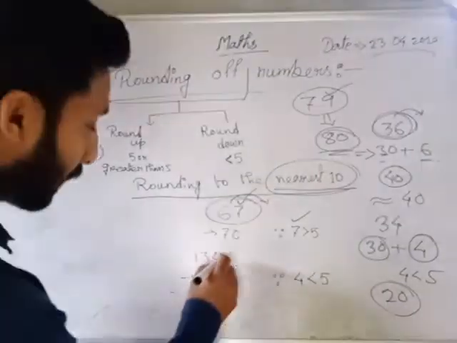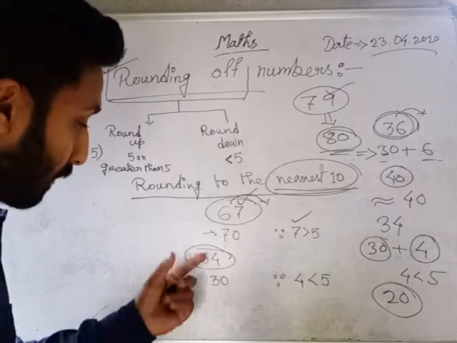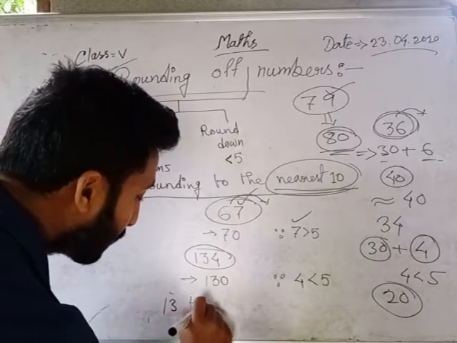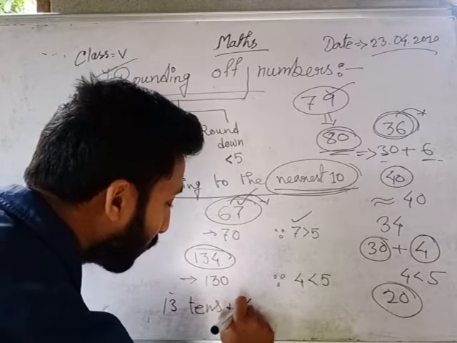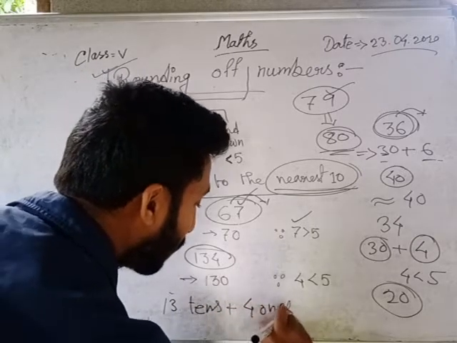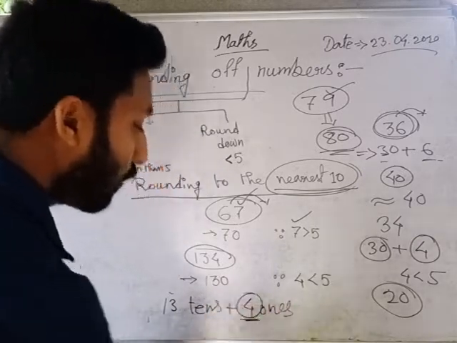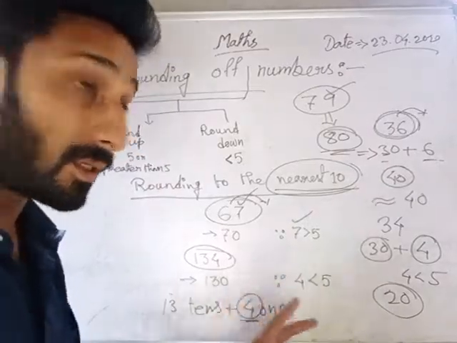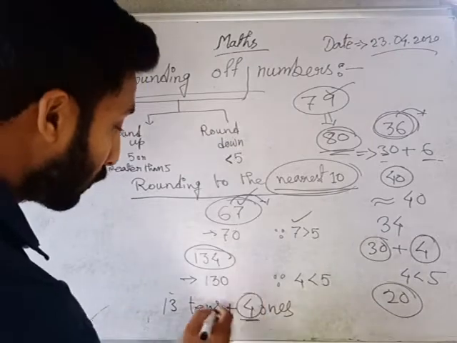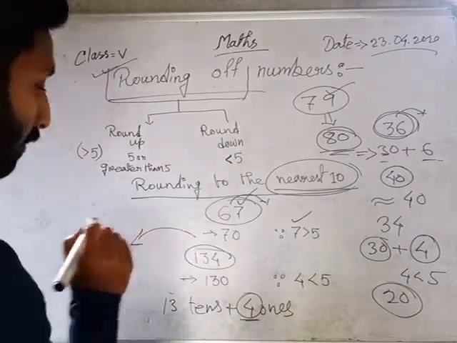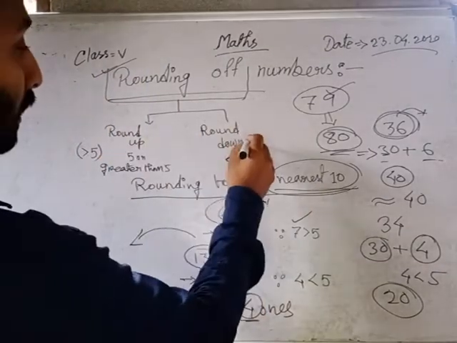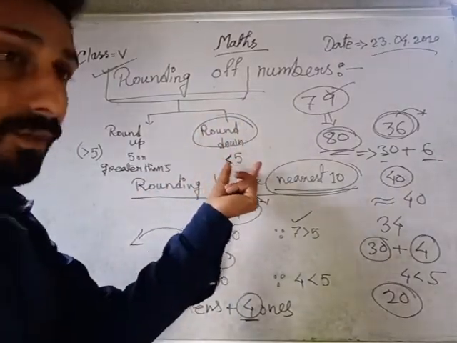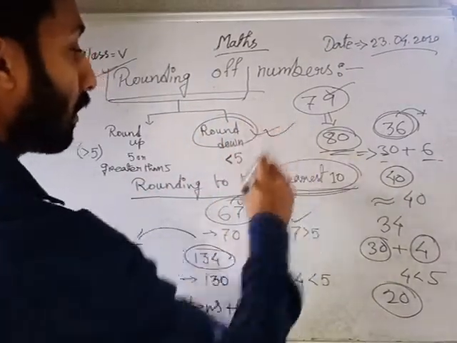Okay. If it is 134, that means 13 tens plus 4 ones. 4 ones. That means 4 is less than 5. That's why we should go to the previous number, or round down. If it is less than 5, then we should go down, or round down.